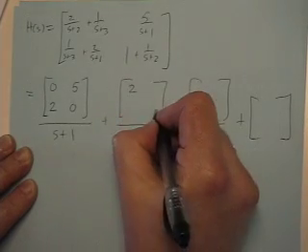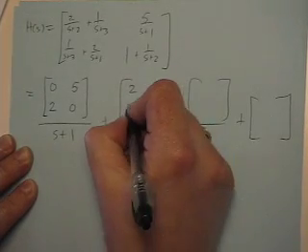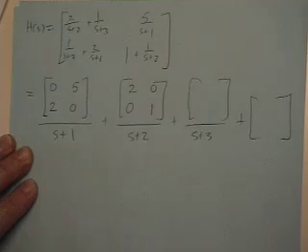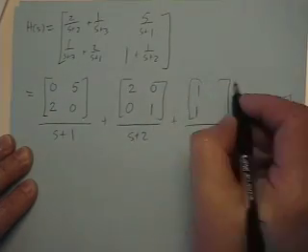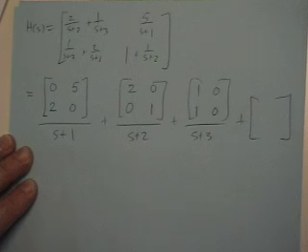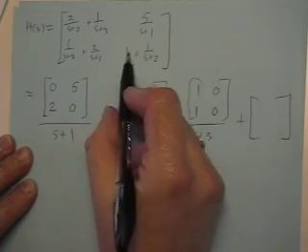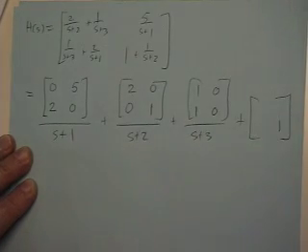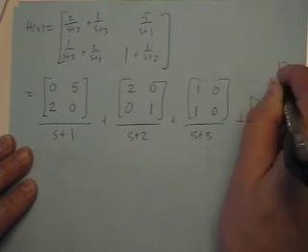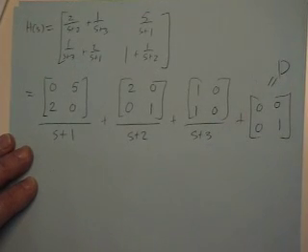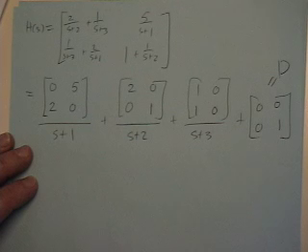S plus 2 is a 2 here and a 1 here, not there. S plus 3, the first column twice, and then finally the 1 is down in the 2, 2 position, zeros everywhere else. So this is our D. We've got that defined, and we'll leave that part off now as we do the rest of the factoring.